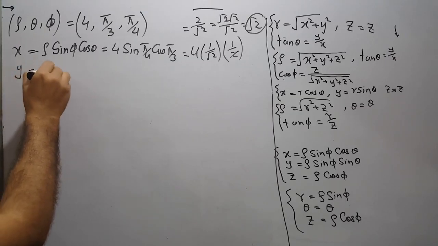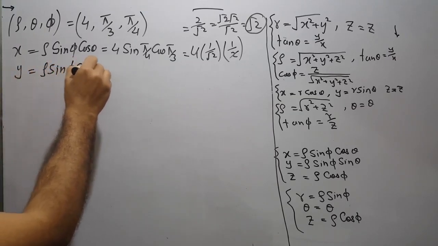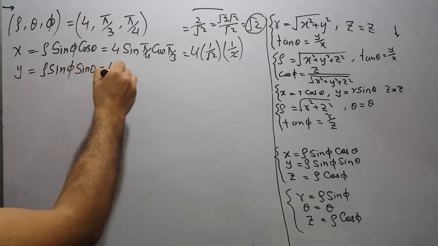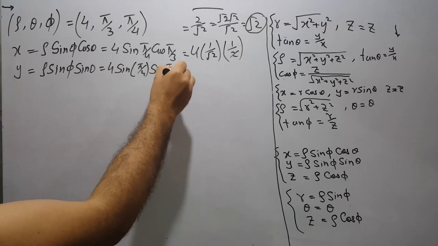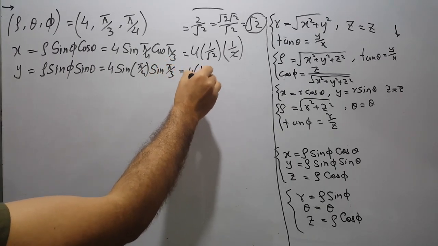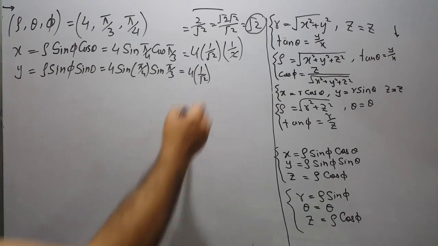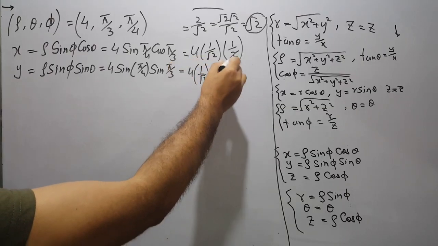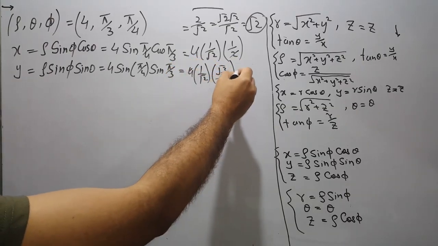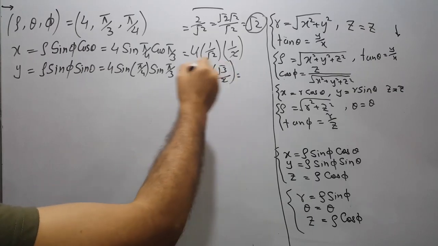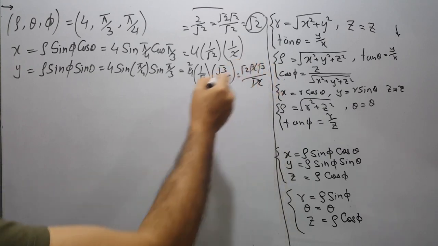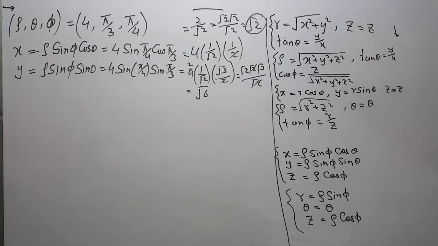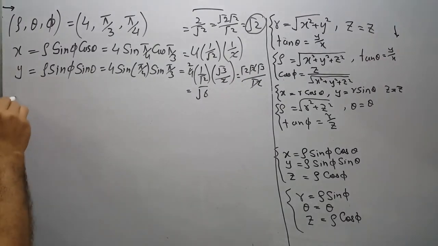Similarly, y is equal to rho sine phi sine theta. Sine phi is exactly the same, there is only a bit of change over here. So 4 times 1 over square root 2, and sine theta is square root 3 over 2, so that again cancels out with a 2. You are left with square root 6.